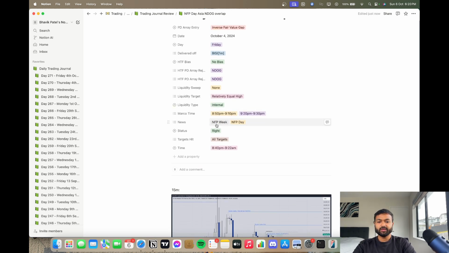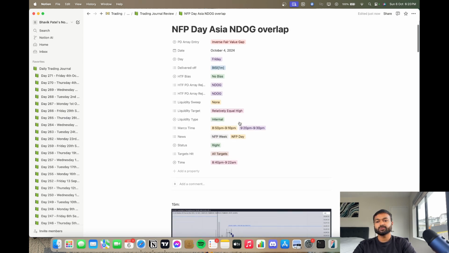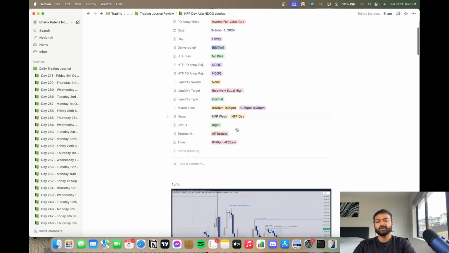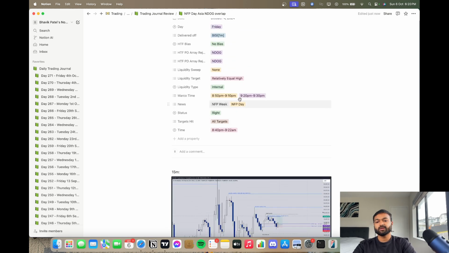I got NFP here, which means non-farm payroll week. So this trade was done in the week, but then it was also done in the day. So this was an Asia session of NFP day, but NFP usually happens in New York time. But it's still the same day.